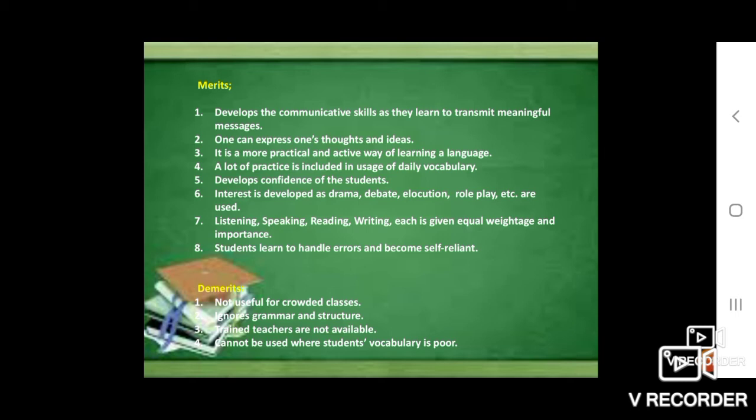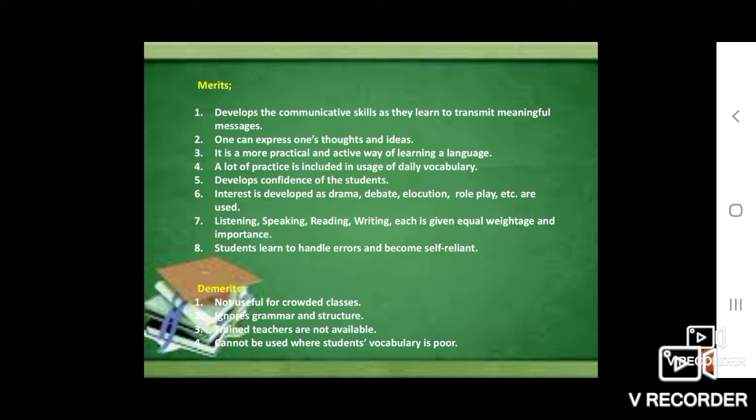Then one can express one's thoughts and ideas. Every person has his or her own idea or thought, so language is the great means to express oneself. It is a more practical and active way of learning a language. Means if a person keeps such practice in life, he or she will be an active person, and this practical and active way of learning languages will be meaningful.